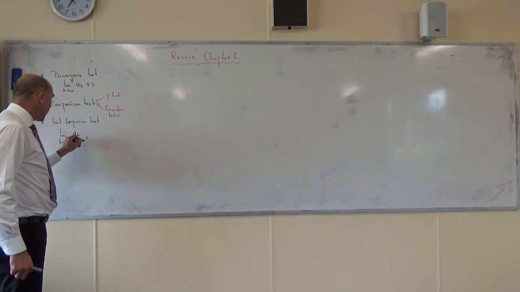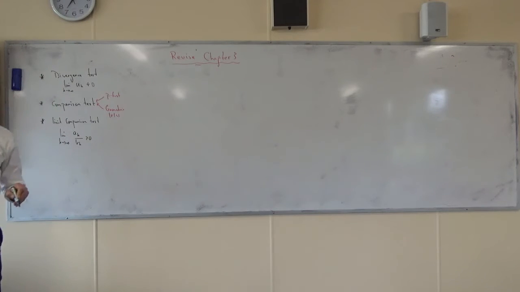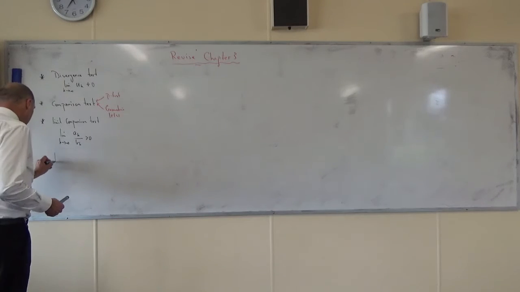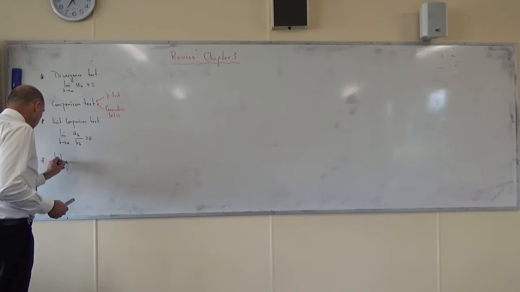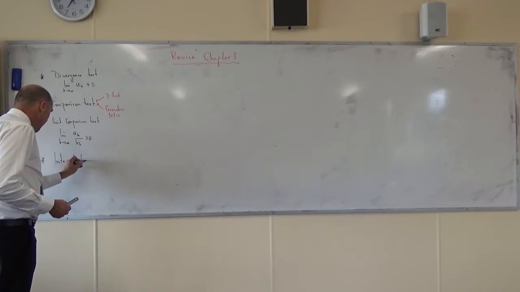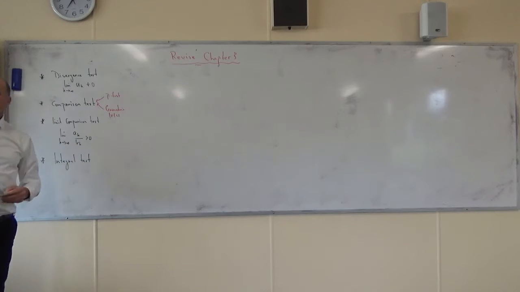If we take that limit, what are we saying? It's greater than 0. If one series converges, then the other will converge. If that diverges, that will diverge. So we use that. Okay, after the limit comparison test, what was next? The integral test. What is the integral test?